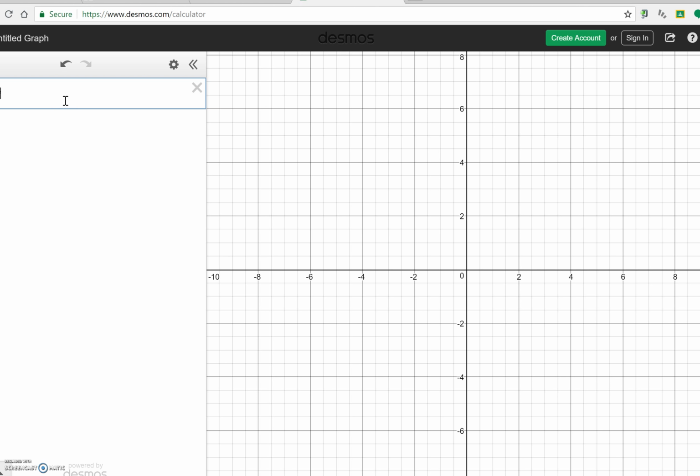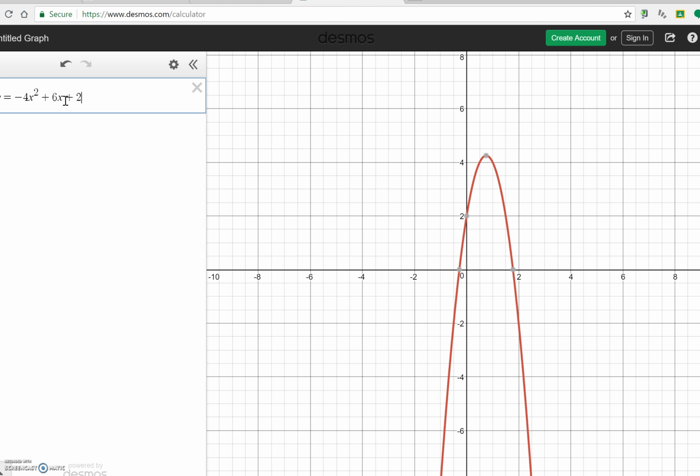So I'm going to just type in a y equals -4, and to get an x, I'll hit an x, and then I'm going to hit the caret button right above the 6 there, Shift 6. And you can even hit the up arrow, I believe, and do the same. If you just hit the right arrow after that, and then hit a plus 6x, and then a plus 2, you can see you're going to get very nicely your graph taken care of.